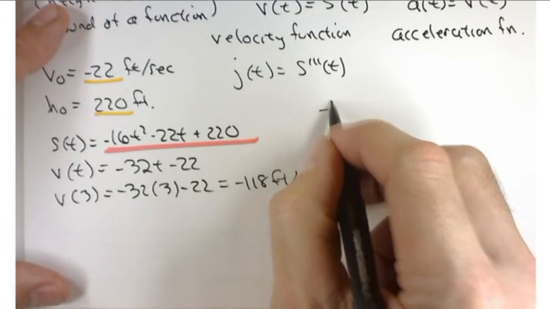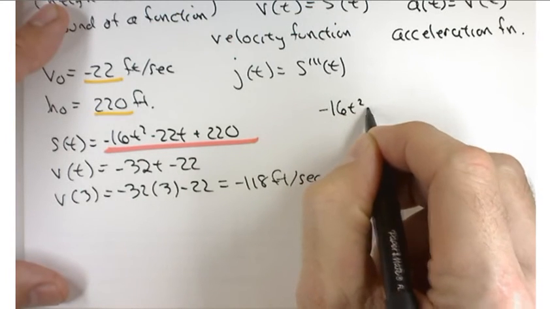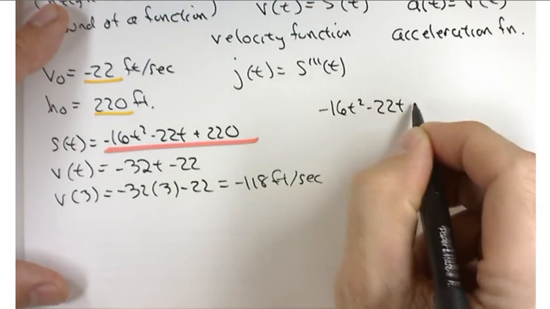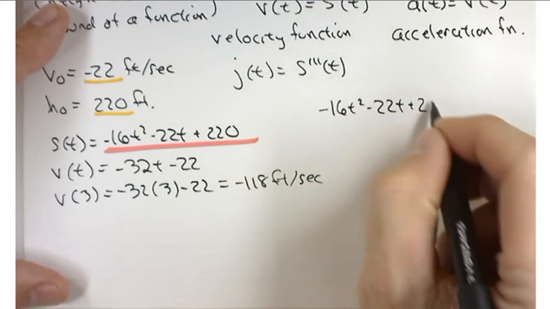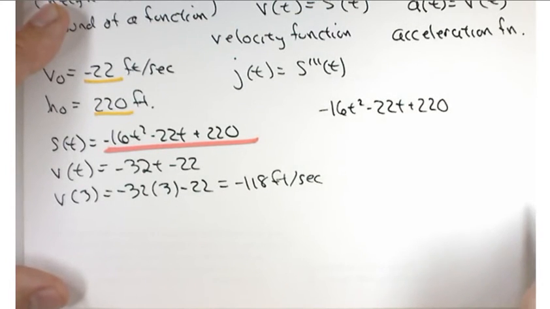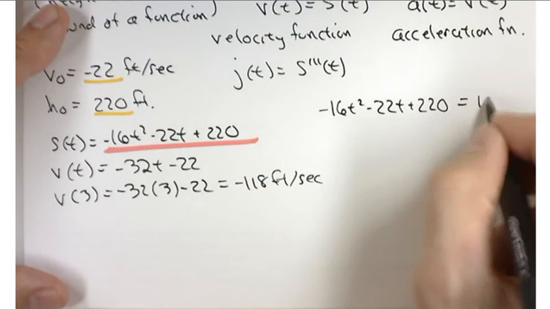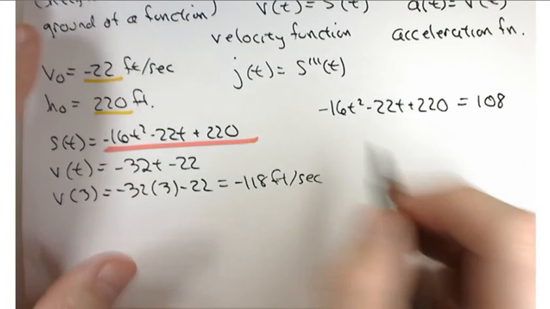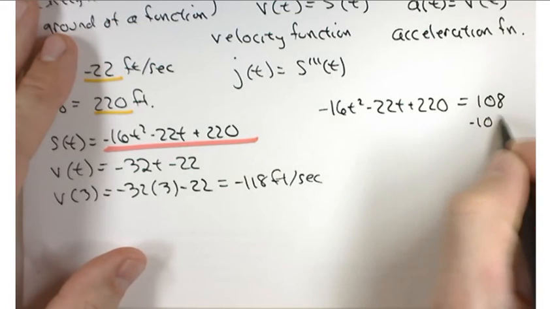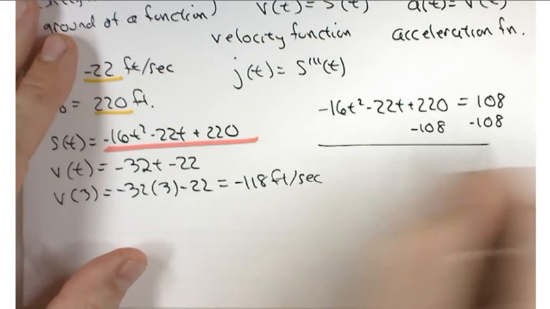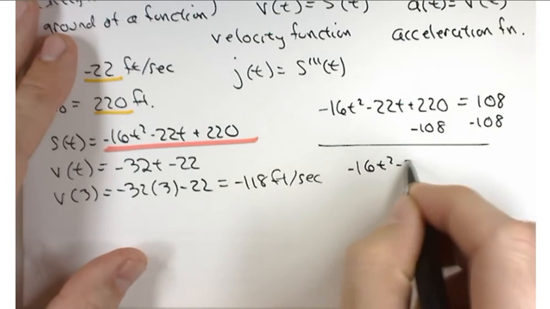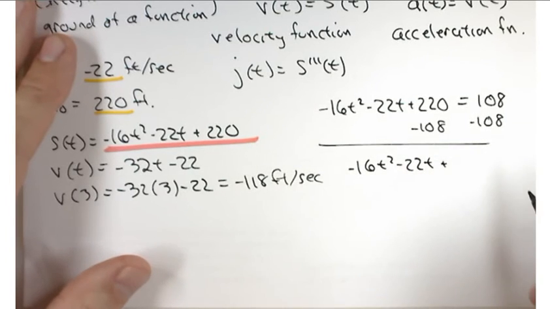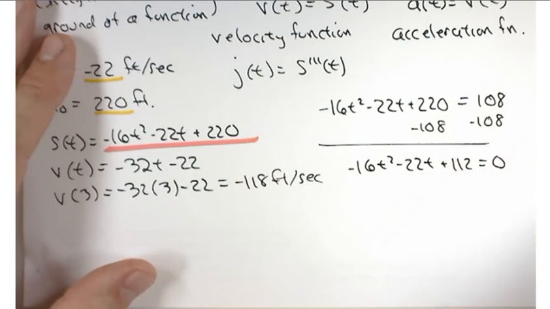Not quite. Oh, you isolate t? Like move everything? Closer. I'm going to set the position function equal to 108, and then solve. This is just a quadratic equation. One of the things that I assume you can do is solve quadratic equations. I'll subtract 108 from both sides. I get negative 16t squared minus 22t plus 112 equals 0.